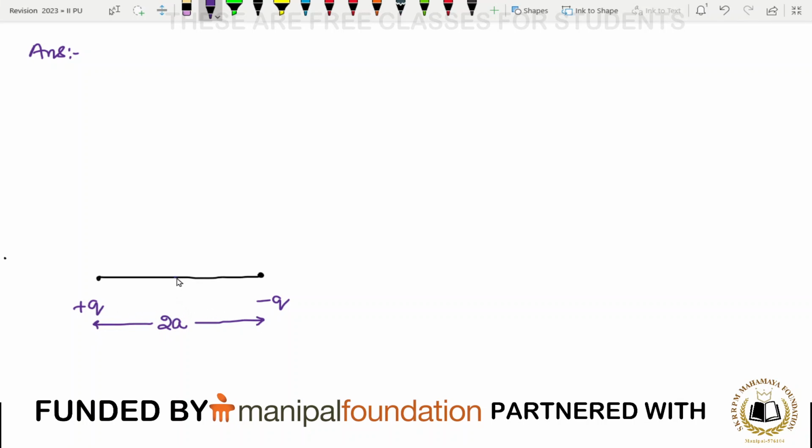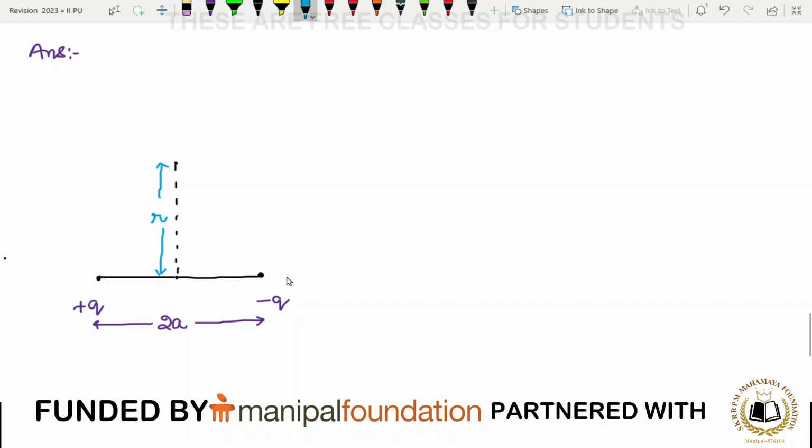Somewhere here comes the midpoint. What is equatorial line? A line passing through the midpoint and perpendicular. That is called the equatorial line. Okay. So let P be a point. I'll mark this point as P. What is this distance now? This distance I'll mark as r, the distance from this axis to the point P.